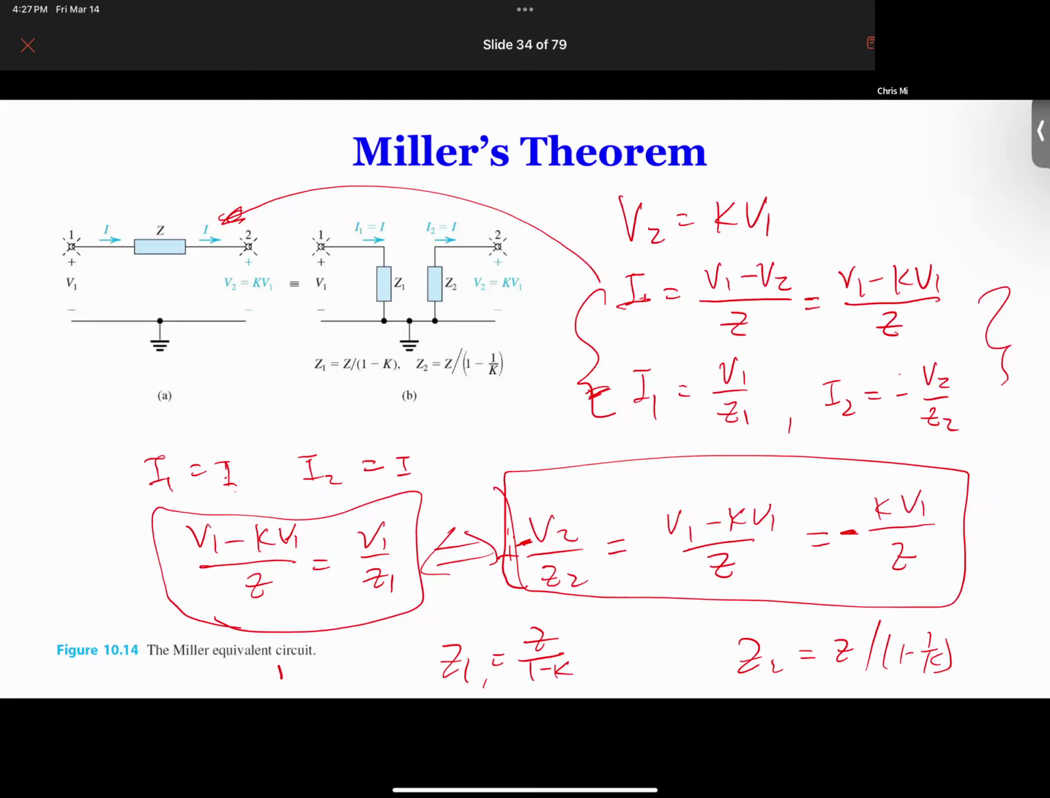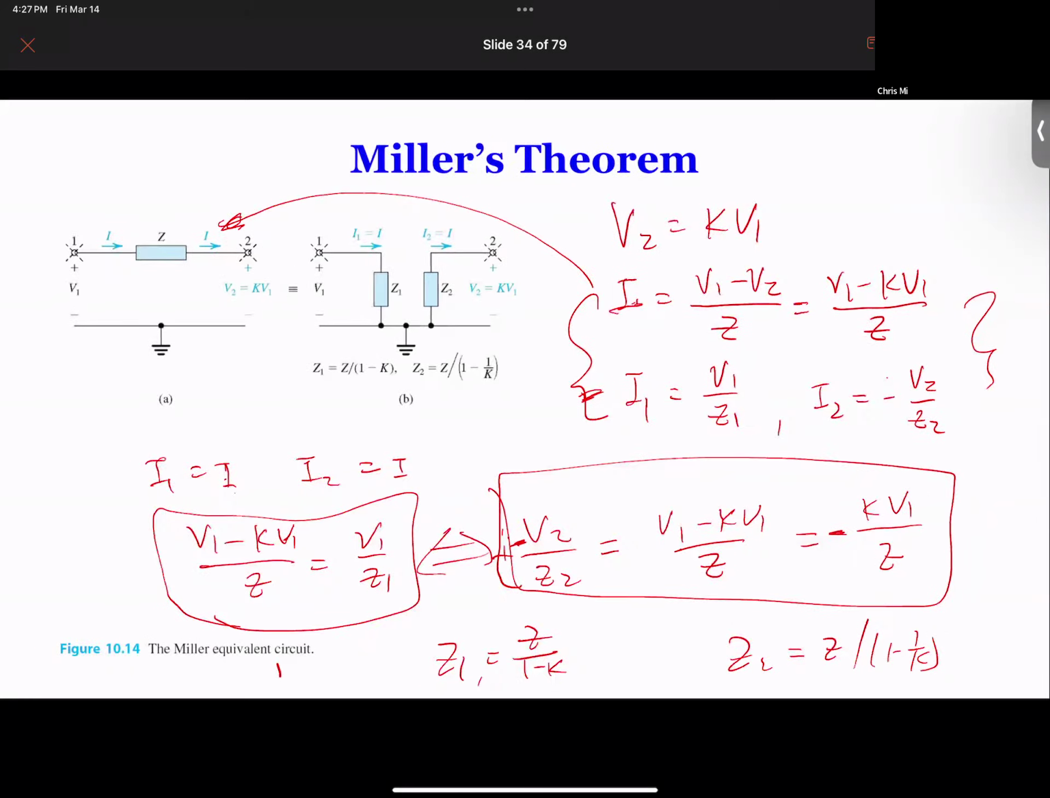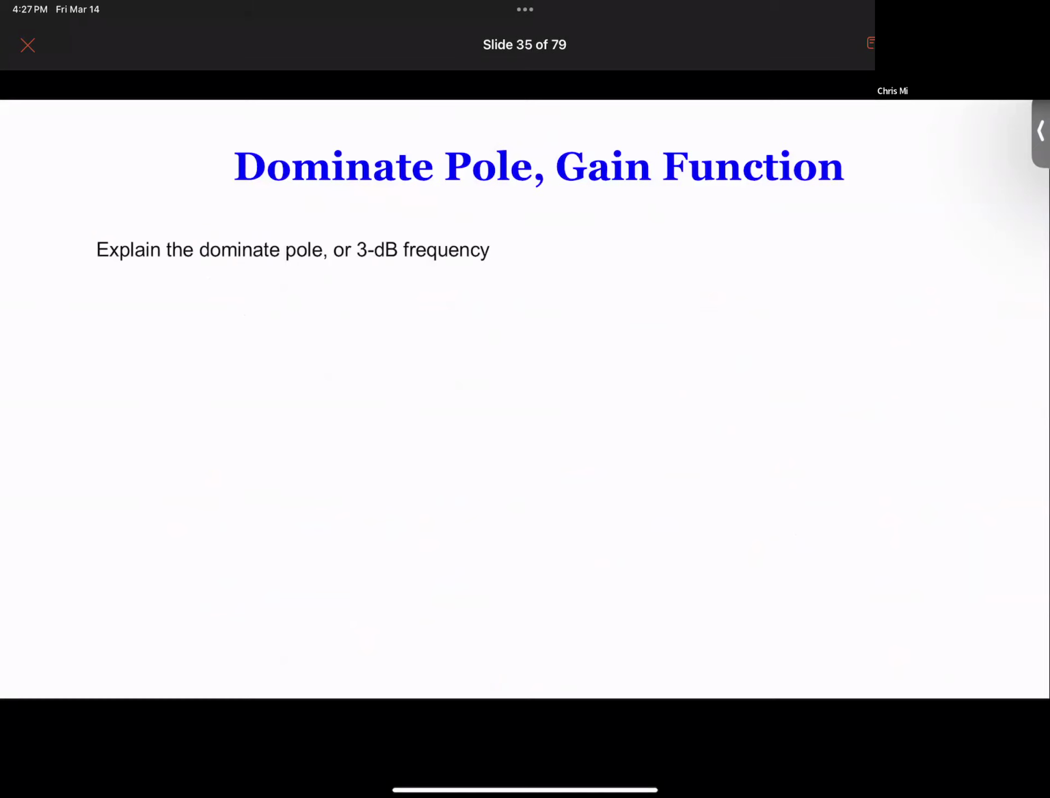So we find Z1 and Z2 from these two equations. Okay, that's actually written over there. This is very useful in the future, that whenever you see a circuit like a capacitance, for example, the C mu, you can break this down into two of them. And of course, you have to know the ratio K. Which means you get C1 and C2.